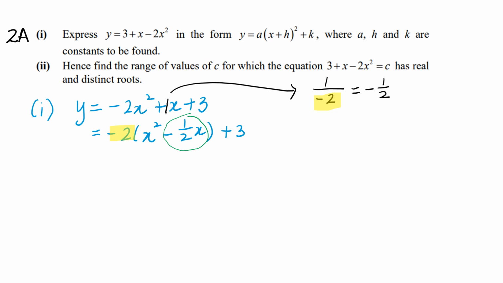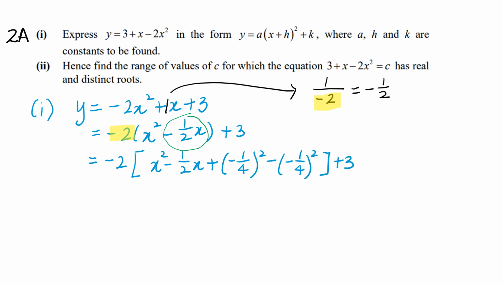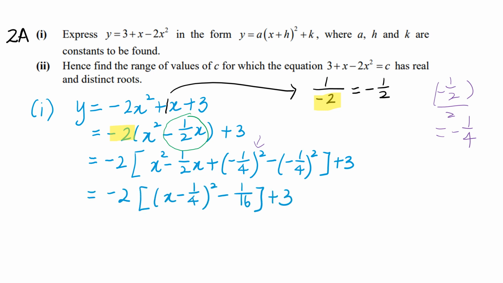And then the next thing is to perform completing the square. Take the coefficient of x, which is negative half. Negative half divided by 2 will give you negative 1/4. You square it, so you add and then you take away. Then the next step is this: make sure that the square bracket is there. The square bracket is very important, not to forget your square bracket.